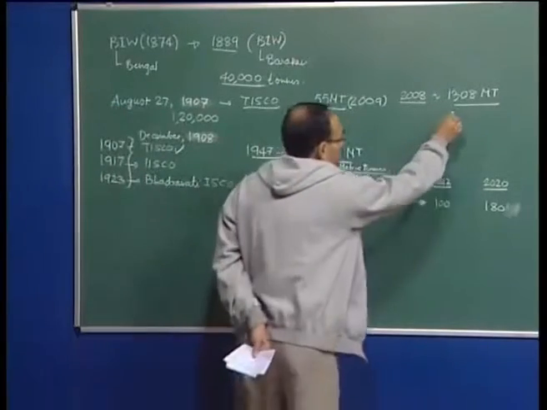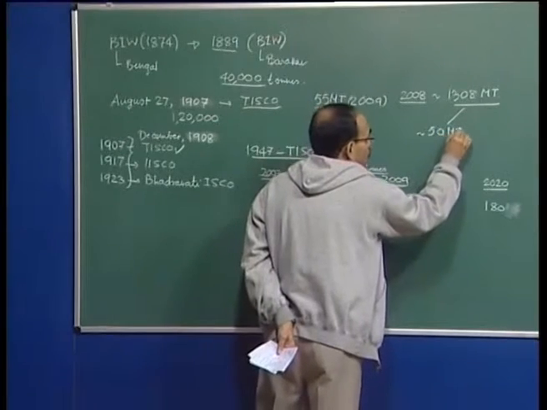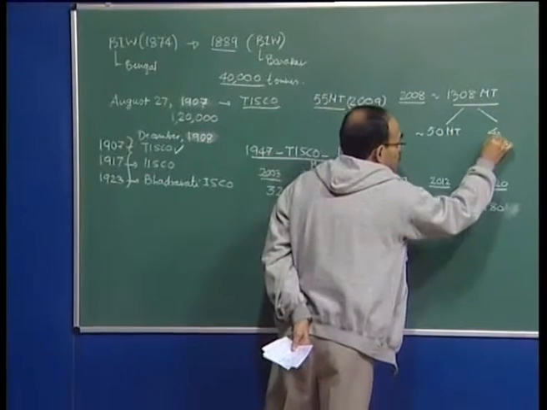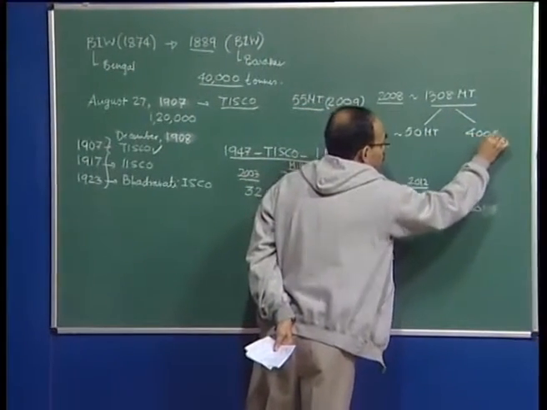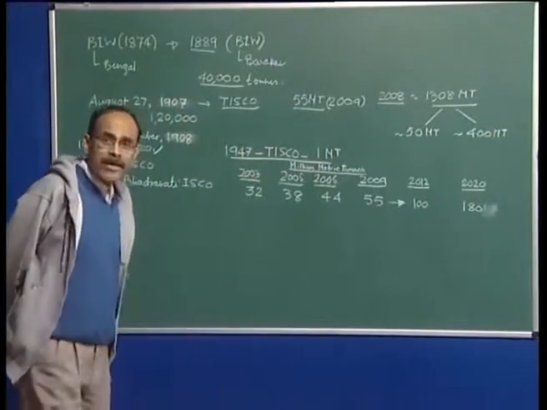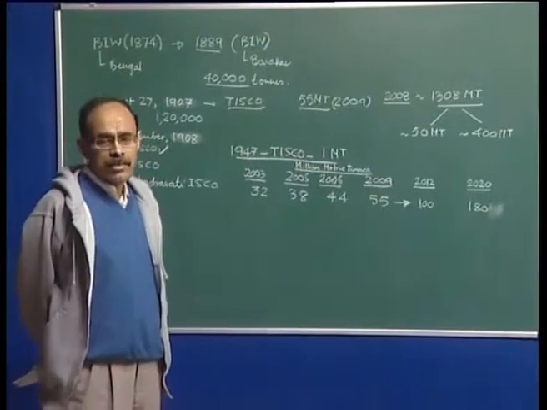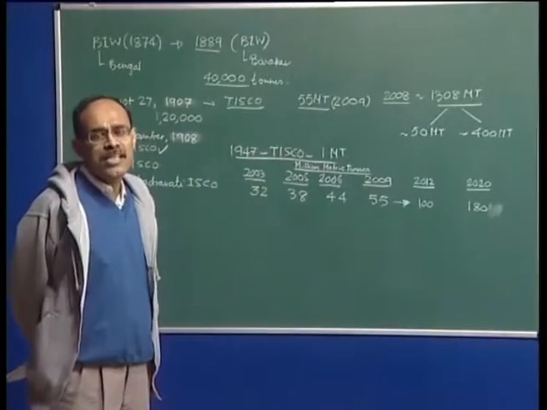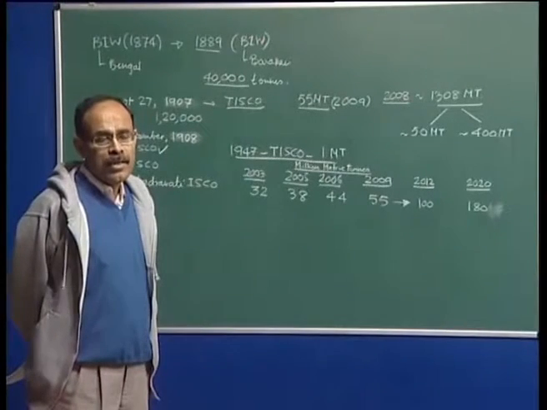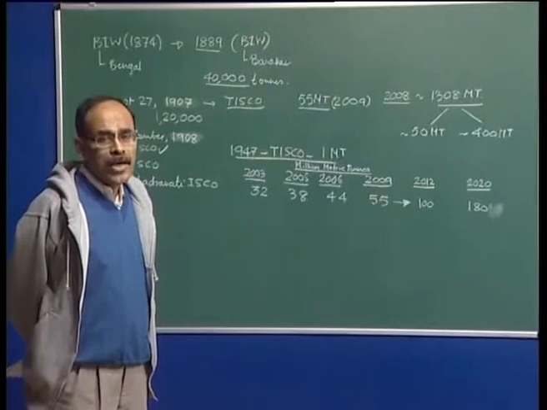And here the share of India was roughly about 50 million tons. On the other hand, China was producing about 400 million tons, significantly larger. Today, if you look at the Asian countries, around 50% of the world's steel is produced in Asia itself by countries like China, Japan, Korea and India.